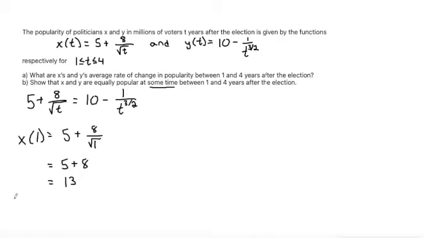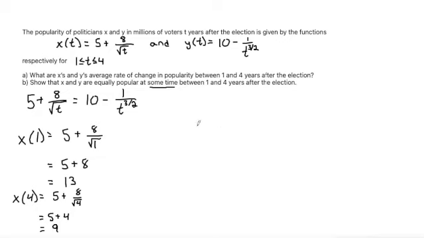And similarly, I'm going to find x of 4. That x of 4 is 5 plus 8 over the square root of 4. The square root of 4 is 2, so that would be 5 plus 8 divided by 2 is 4, which 5 plus 4 is 9.